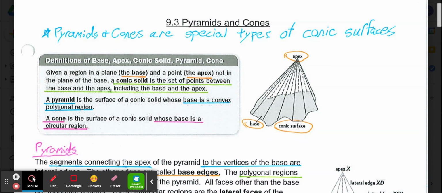Welcome to lesson 9.3, Pyramids and Cones. Before we get into the lesson, just like 9.1 and 9.2, you'll see as we go through the notes, the lesson is pretty heavy in vocabulary and terminology, not as much computational math.